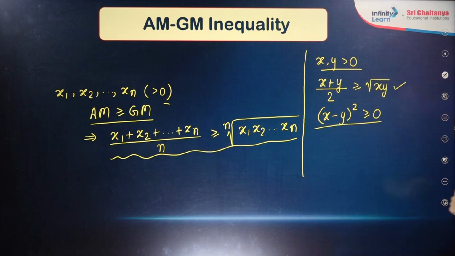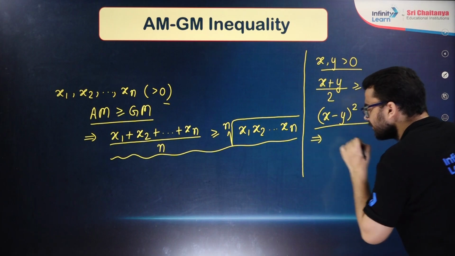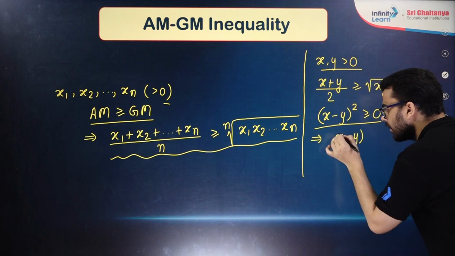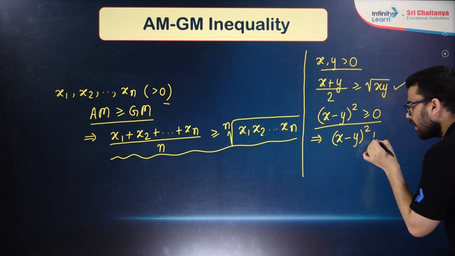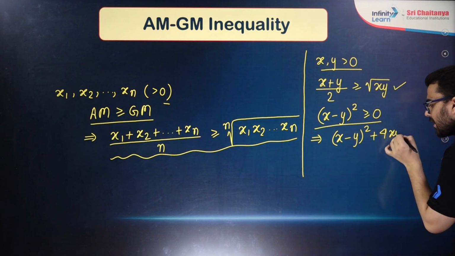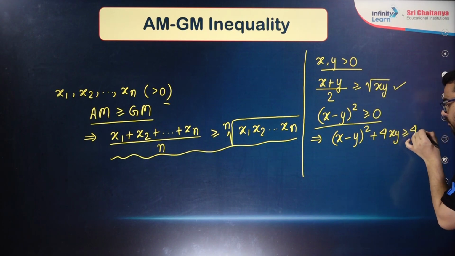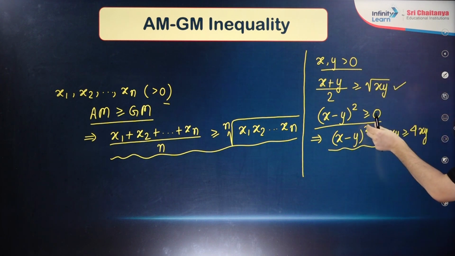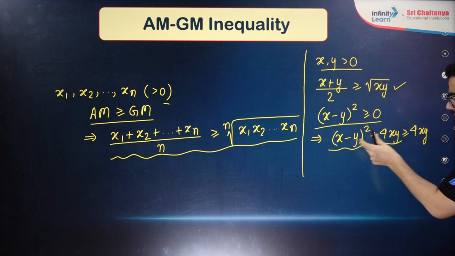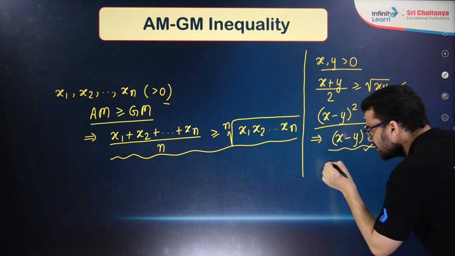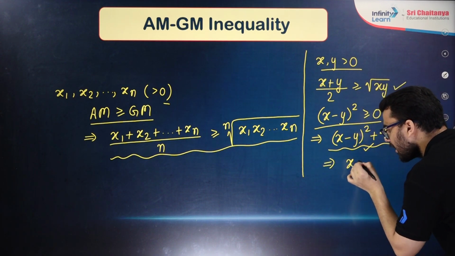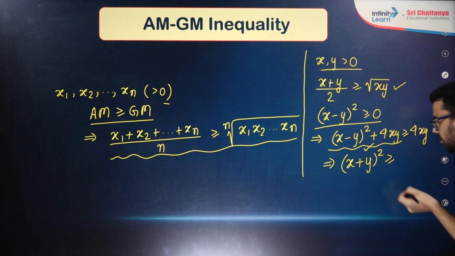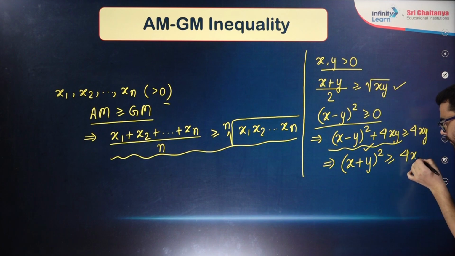I hope that is clear. So you see over here, can't we add 4xy over here on both the sides of the inequality? We can add 4xy. So you see, if you just simplify this thing, x minus y the whole square plus 4xy, you know algebraic identities, this will come out to be equal to x plus y the whole square. And you see that is greater than or equal to 4xy over here.